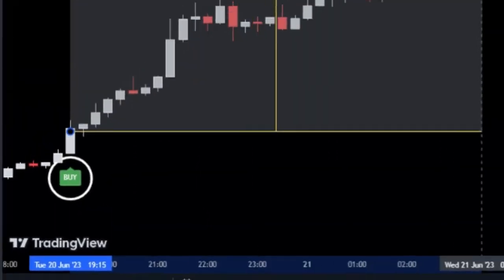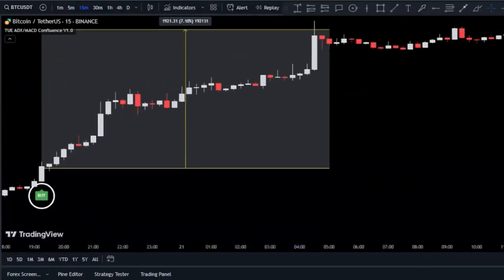Now that we've got our indicator all set up, we can start using the signals provided for entering and exiting points.